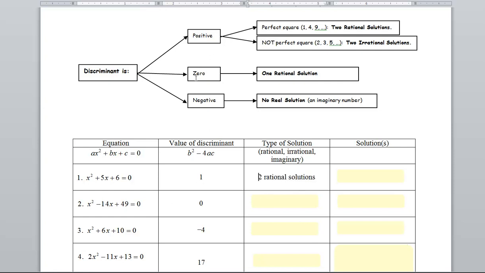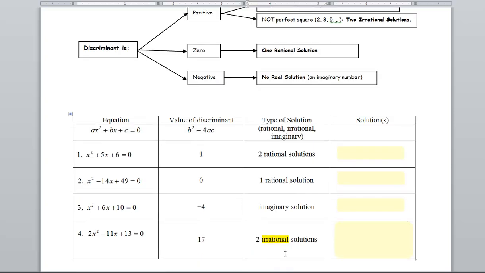0, here's 0 right here in the middle. One rational solution. Negative 4 right here. It is an imaginary number, so imaginary solution. And 17, positive, but it's not a perfect square, so I've got two irrational. I thought I would highlight that. Now my solutions. Here comes the quadratic formula. So what I need you to do is go find your solutions, indicate, using your quadratic formula what they are, and then I want you to see if you come up with what I do.